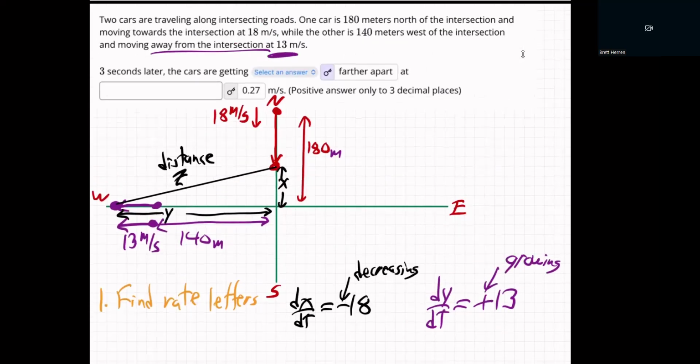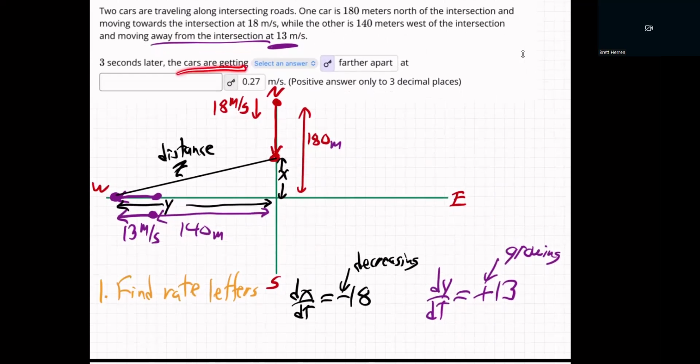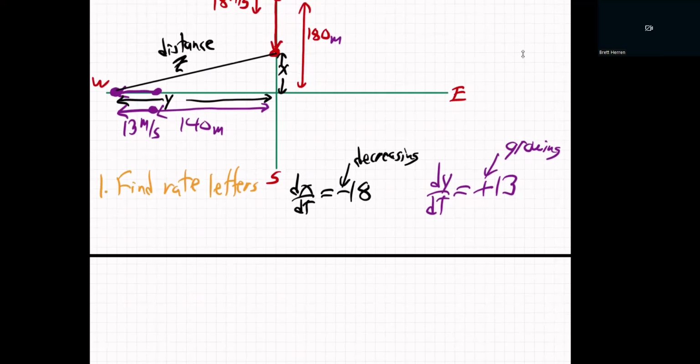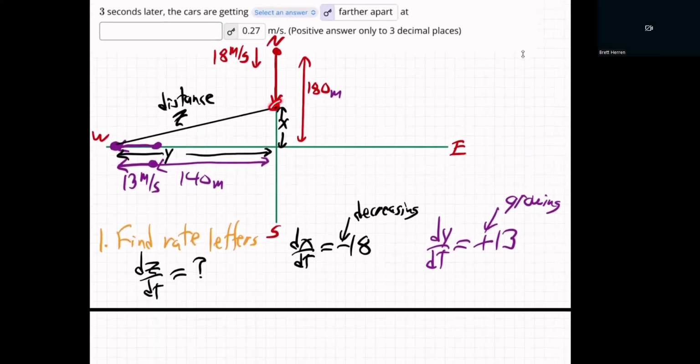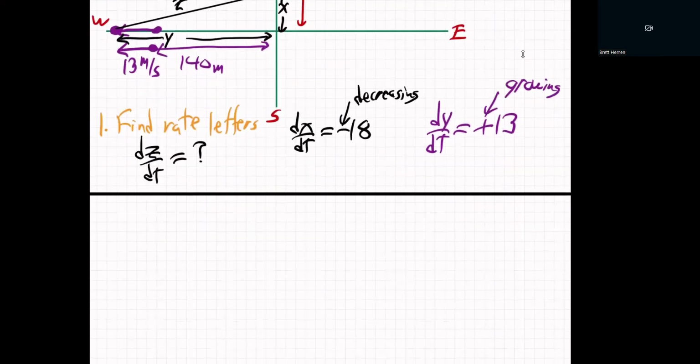And finally, what they want is, the cars are getting further apart at what rate? The rate of the car. So that's dz/dt. They want in the end dz/dt, meaning how far apart the cars are from each other. Right, here's this car. So this car's going down, this car's going out. And the distance between the cars is changing by how fast. All right, so there we go.